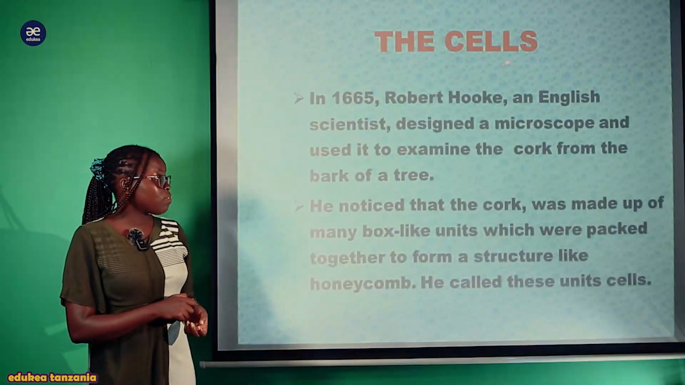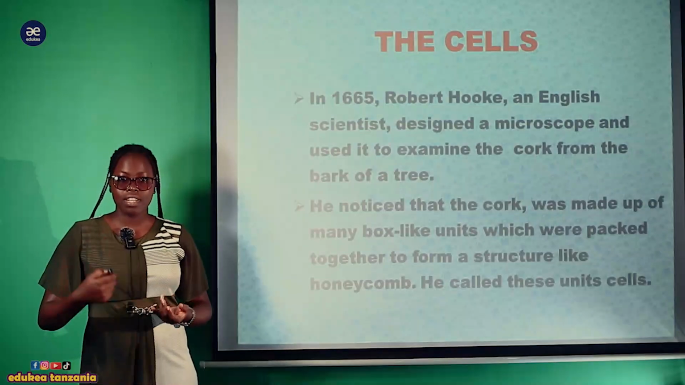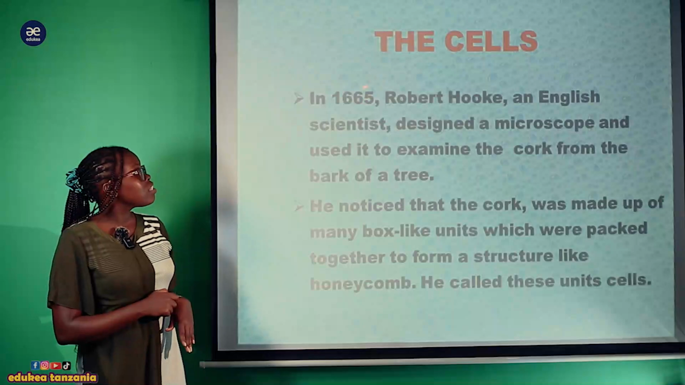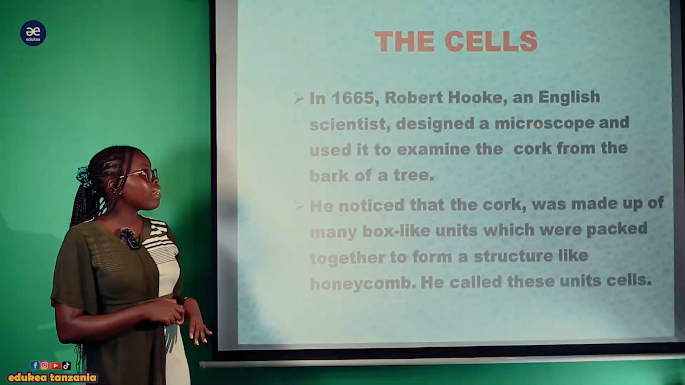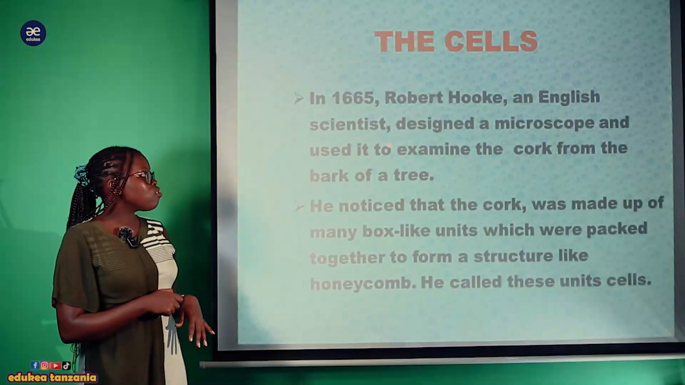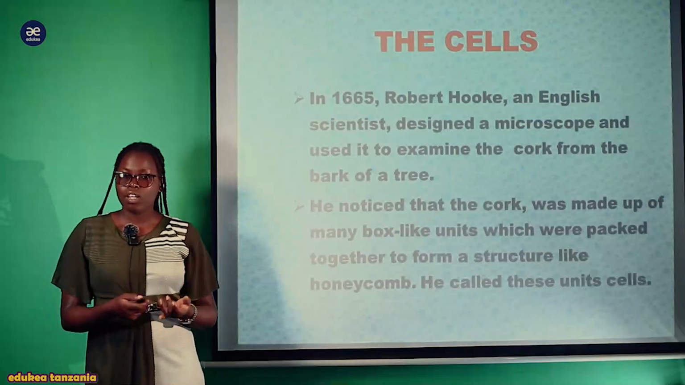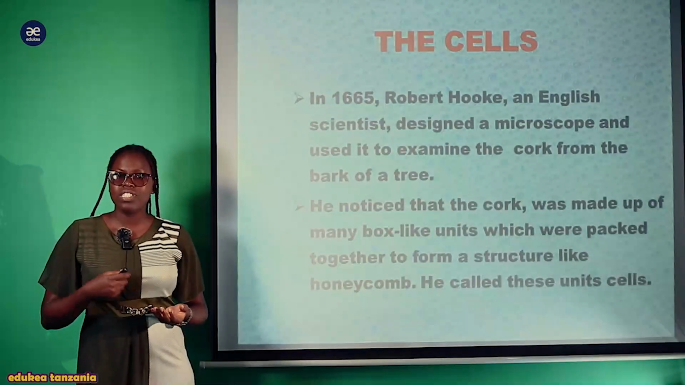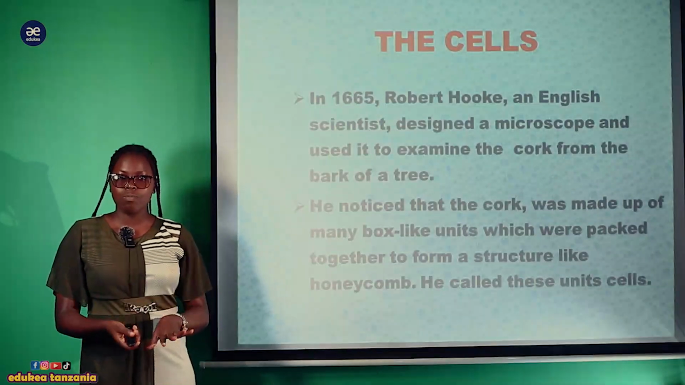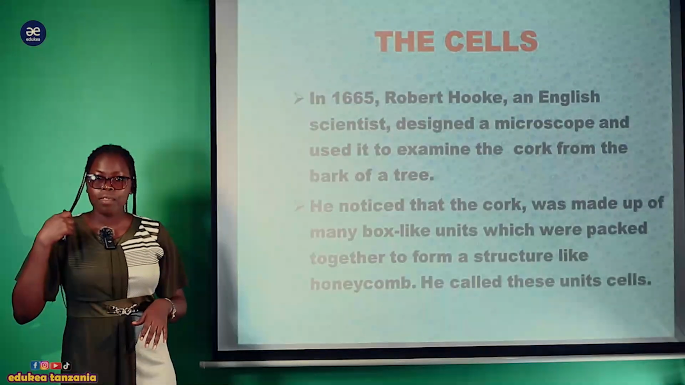Starting with the cell, here we look at how the cell was investigated and discovered. In the year 1665, Robert Hooke, an English scientist, designed a microscope and used it to examine cork from the bark of trees. I've already taught you the concept of the microscope. A microscope is a scientific instrument which a biologist uses to magnify small specimens which cannot be observed with our naked eye. Robert Hooke used it to examine the bark of the tree.